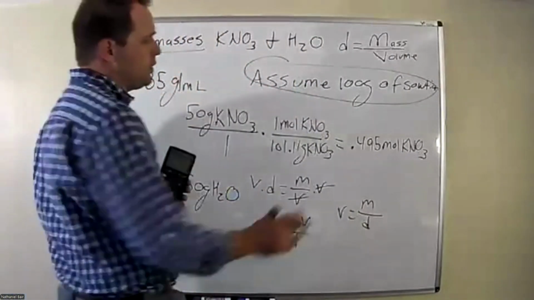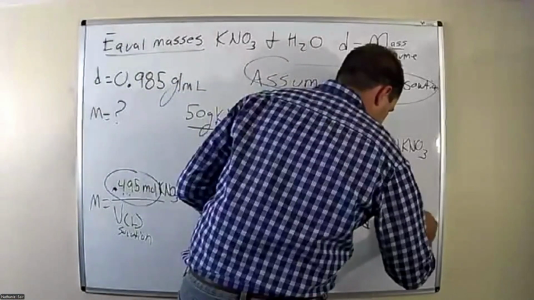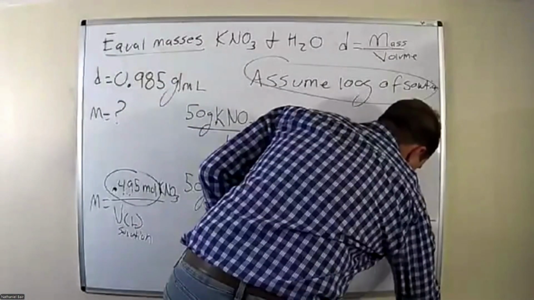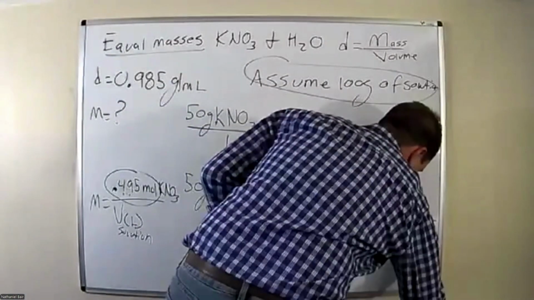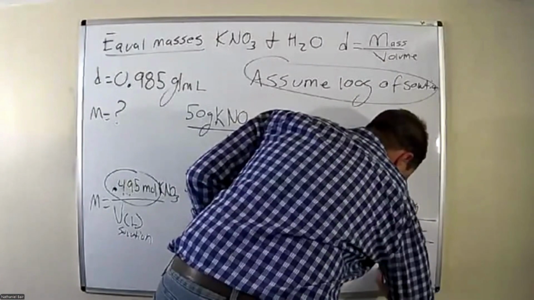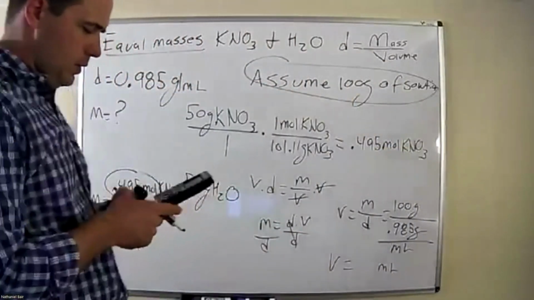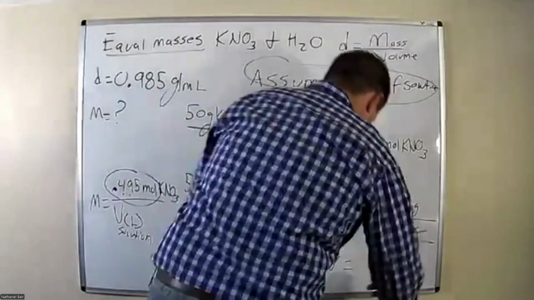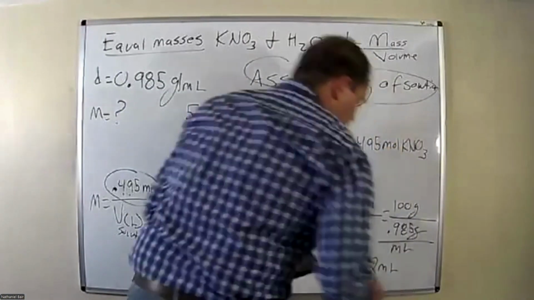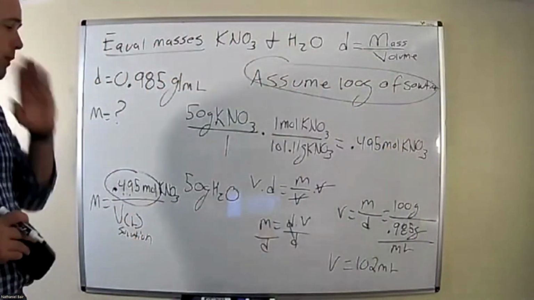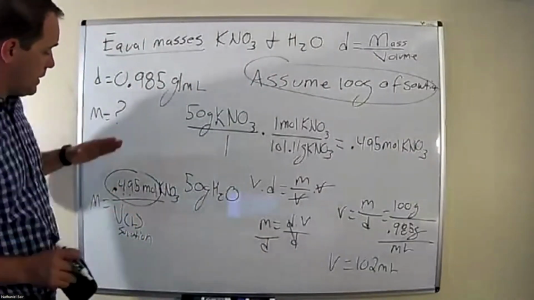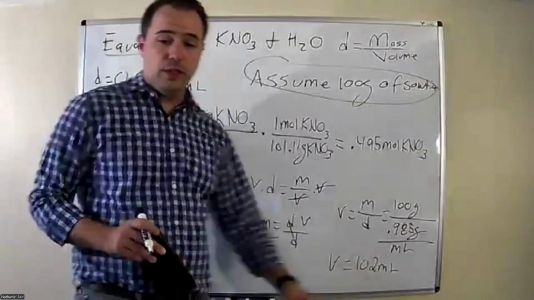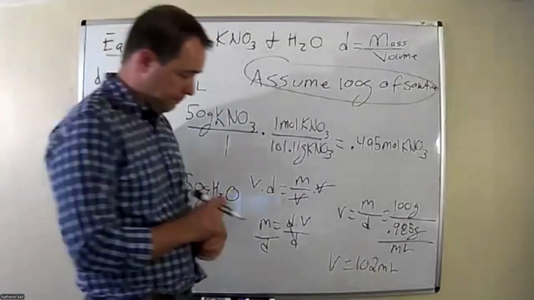So if we take the mass of our solution, 100 grams, and we divide it by the density, 0.985 grams per mil, we will get the volume of our solution in milliliters. So 100 divided by 0.985, that's a volume, 3 sig figs, of 102 milliliters. But that is a problem. Molarity has got to be moles of solute per volume of solution in liters. That's in milliliters. So now we got to do one more step.